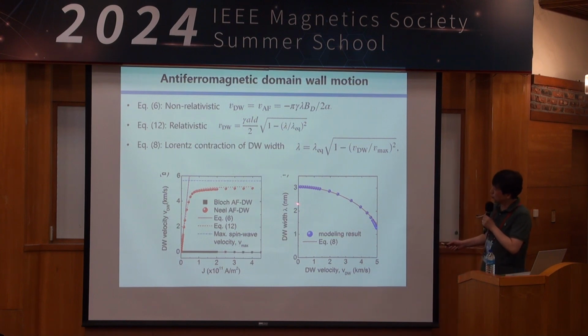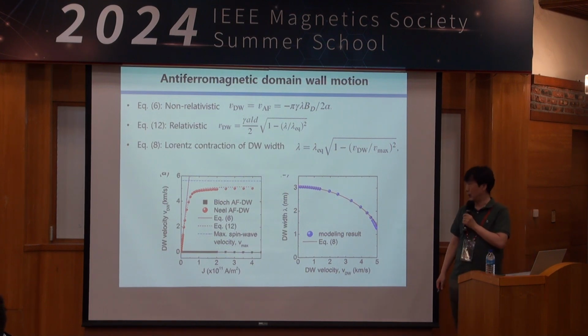Then we also check whether the domain wall width indeed shrinks depending on the domain wall velocity. The solid line is this equation, and it exactly describes this Lorentz contraction of the domain wall width.